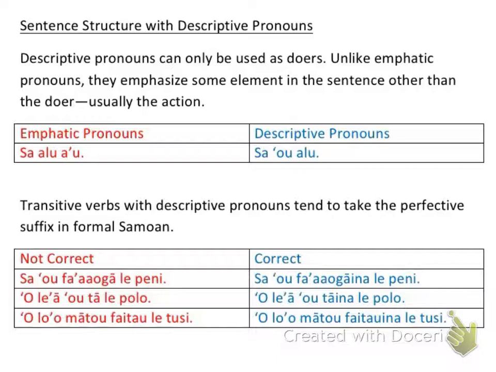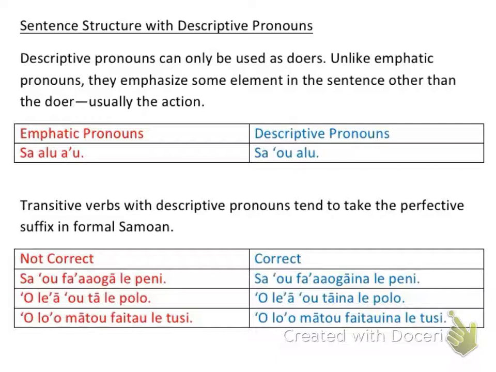Okay? And they also take on different word orders. So if I use emphatic pronouns, they take on tense marker, action, doer, and you can note that in the example sentence I give you. Sa alu au. Tense marker, action, doer. And if you wanted to say the same exact thing in the descriptive format, you would say it in the tense marker, doer, then action. Sa o alu. And those both mean I went. The difference between the two is that in the emphatic pronoun case, you are emphasizing I went, whereas in the descriptive pronoun, you're emphasizing I went. So that's the difference between the two.